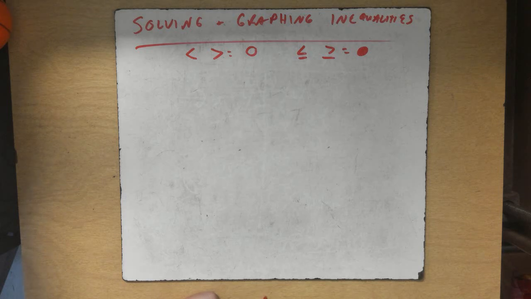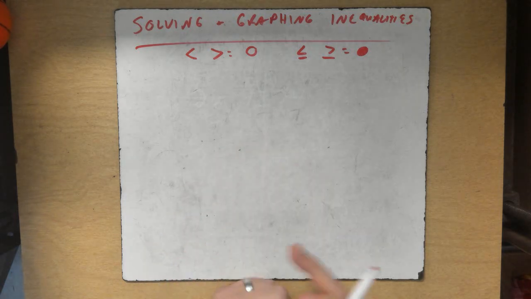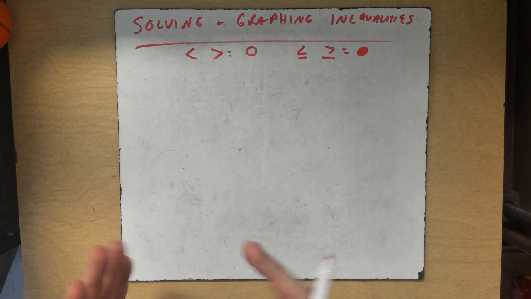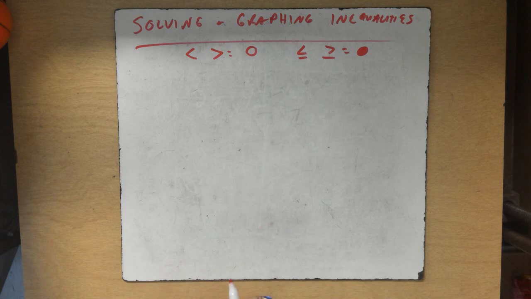Alright, today's topic, we are continuing our discussion on solving and graphing inequalities. In previous lessons we have graphed simple inequalities on number lines, and we have also solved one-step inequalities. Today we're going to talk about two-step inequalities, kind of adding an extra layer to those simple one-steps.